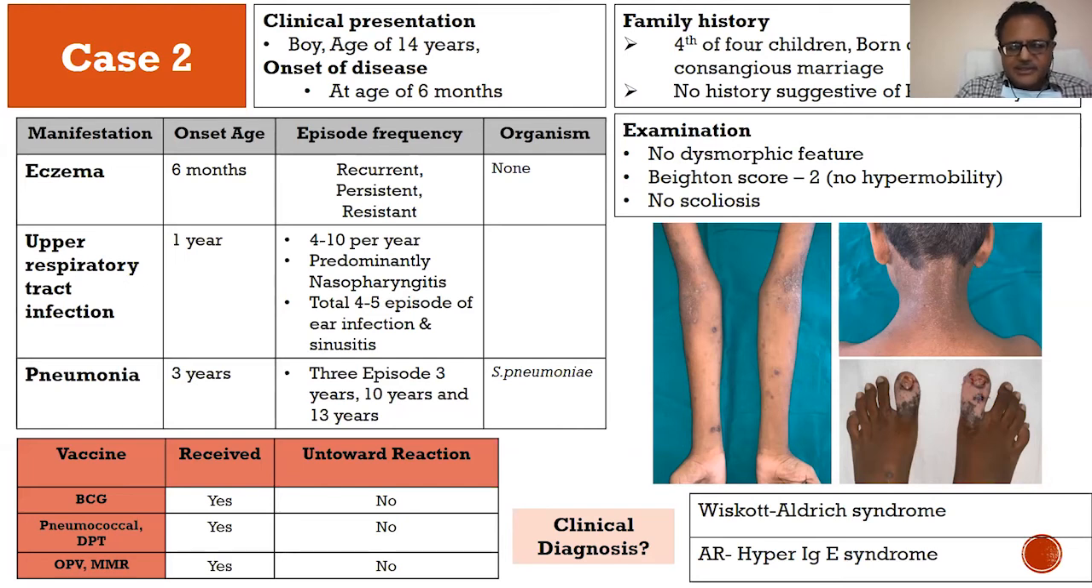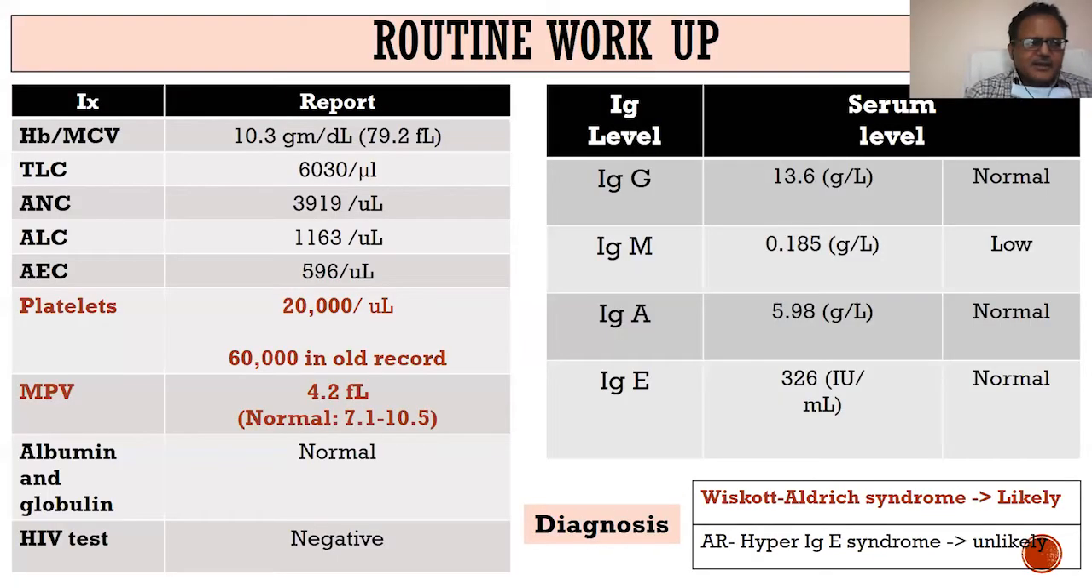Vaccination history is important in PIDs because vaccines can cause problems, especially the live vaccines. There was no untoward reaction to vaccination, and there was no family history of PID. He was born of a non-consanguineous marriage, and he didn't have any dysmorphic features, and he didn't have any hypermobility of the joints. So the clinical diagnosis, in the form of eczema and respiratory infection, probably two were there: Wiskott-Aldrich syndrome and autosomal recessive hyper IgE syndrome.